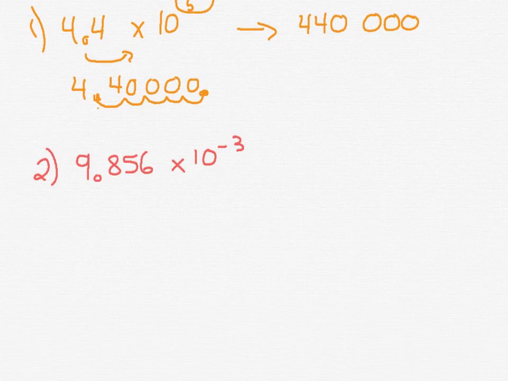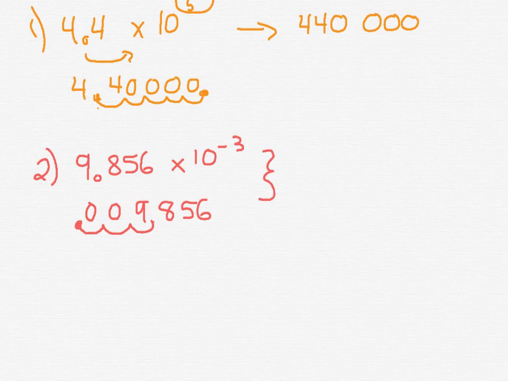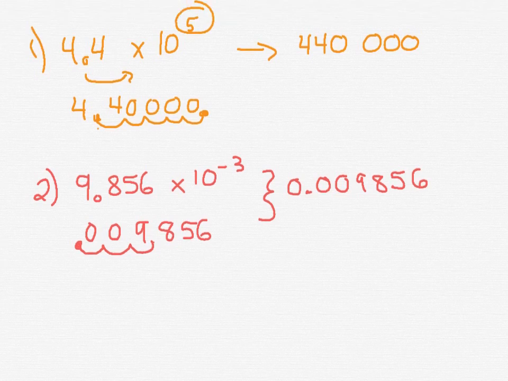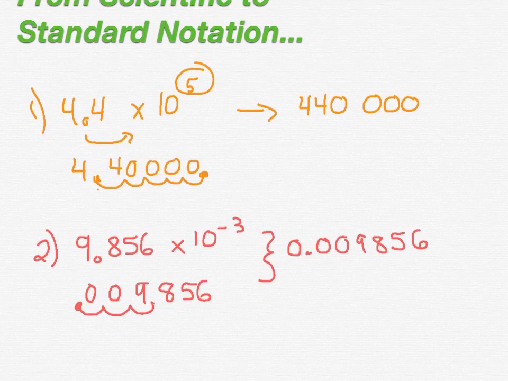So to do this, what I usually do is I just write out my original number. I start where my decimal was originally, and I move it over 1, 2, 3 spots over here. I have 2 curves that are empty, so I'm just going to add zeros. And so in this case, our number originally was 0.009856. And that's how we go from scientific notation to regular standard notation.